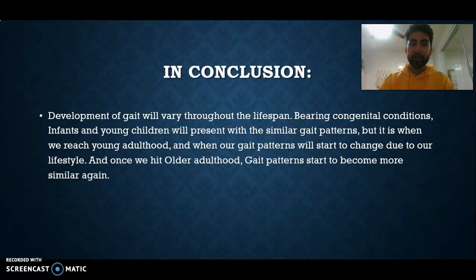So in conclusion, development of gait will vary throughout the lifespan, barring congenital conditions. Infants and young children will present with similar gait patterns, but it is when we reach young adulthood that our gait patterns will start to change due to our lifestyle. And once we hit older adulthood, gait patterns start to become more similar again.